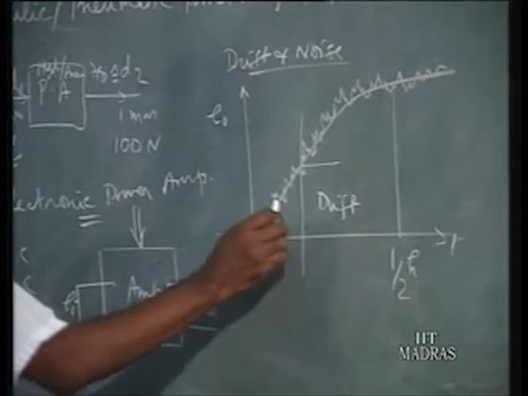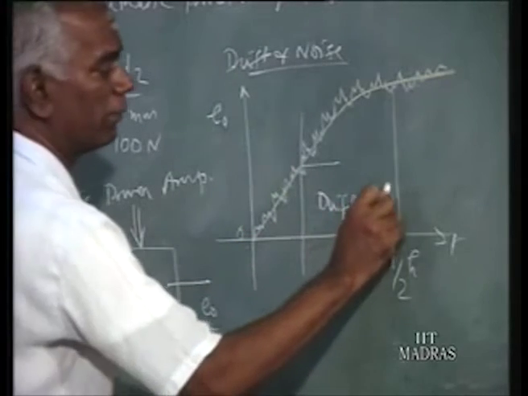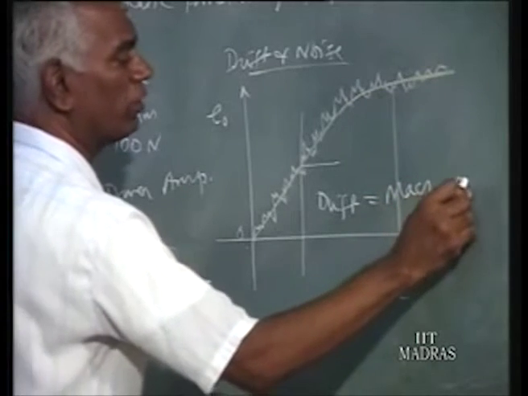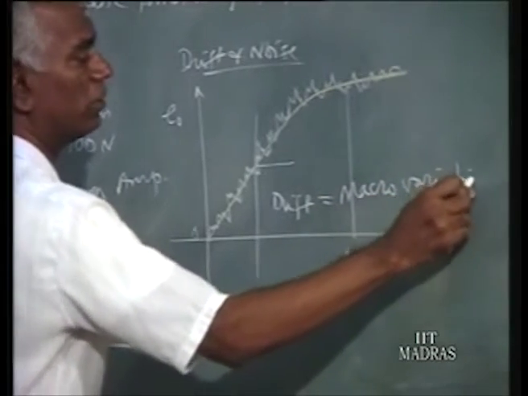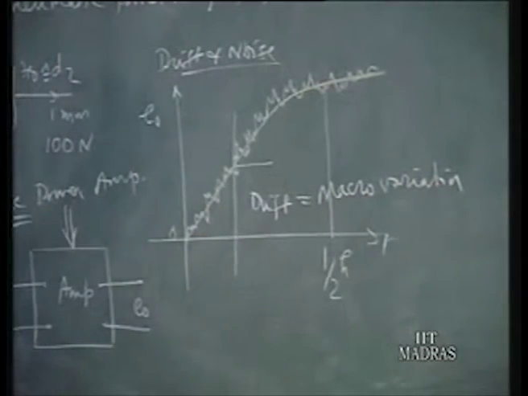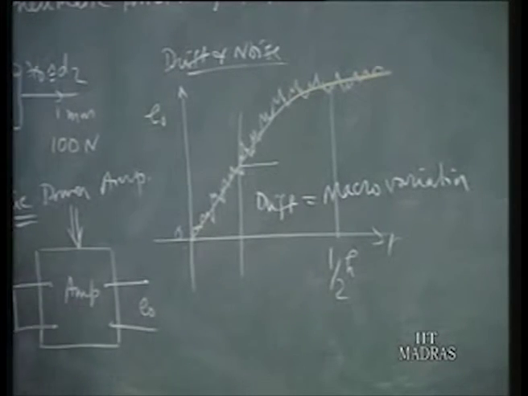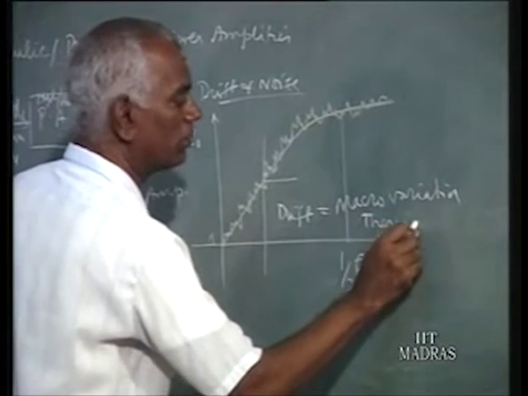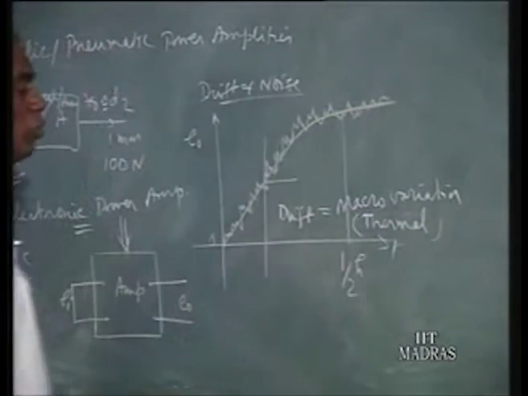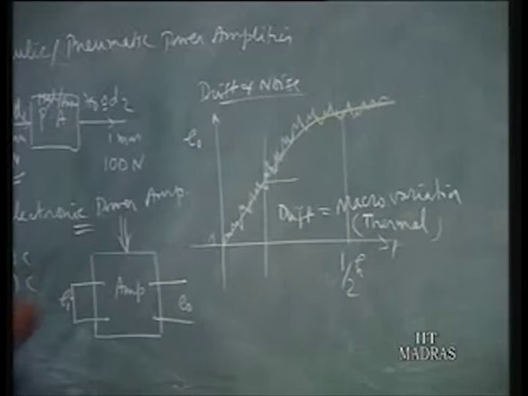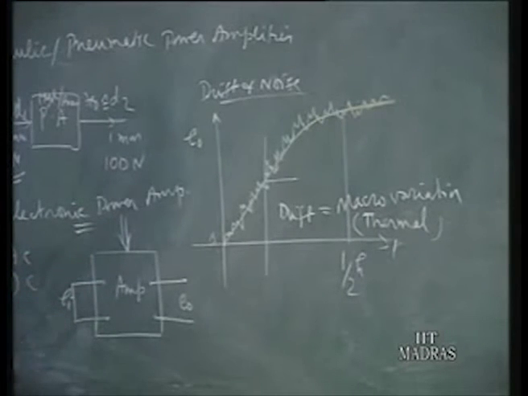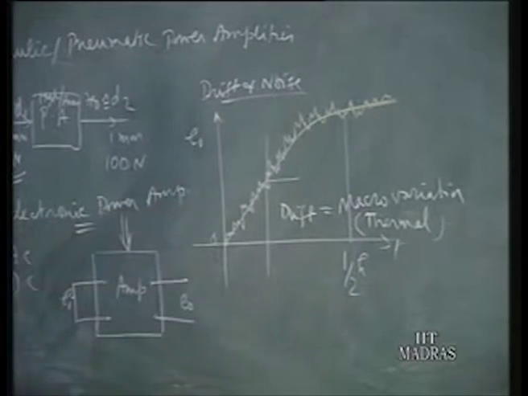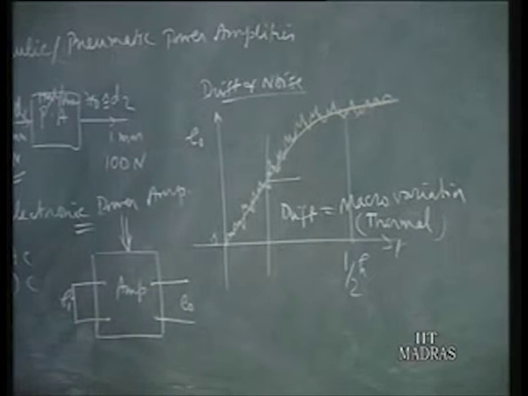Now drift is the macro variation. It is called a macro variation of the voltage, because this voltage increase is not due to the input voltage. Drift is thermal in nature. Due to heating of the elements, some random flow of electrons takes place, so it gives rise to some output voltage even though there is no input voltage.